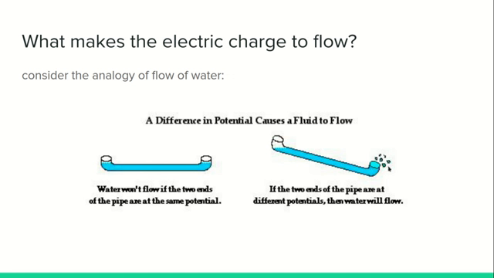Similarly, it happens with the current that flows in a circuit. Only if there is a higher potential and a lower potential, and a difference between these two potentials, can the current flow in a circuit.